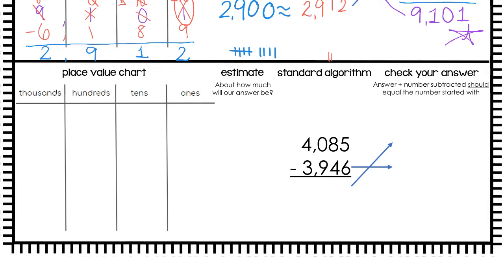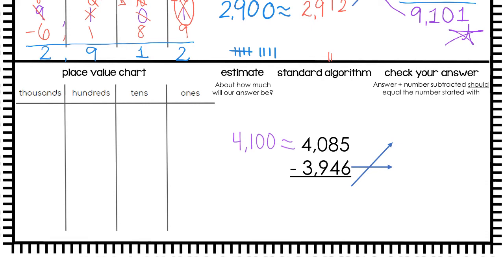All right, we have 4,085 minus 3,946. 4,085 is about, well, I like to round to the nearest hundred when it's in the thousands, so it's about 4,100.